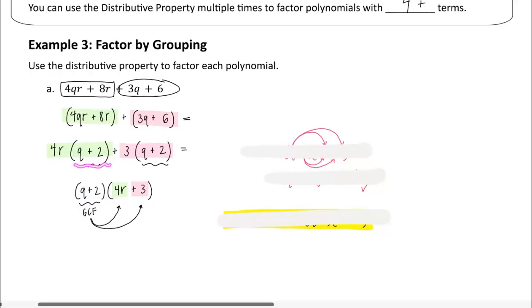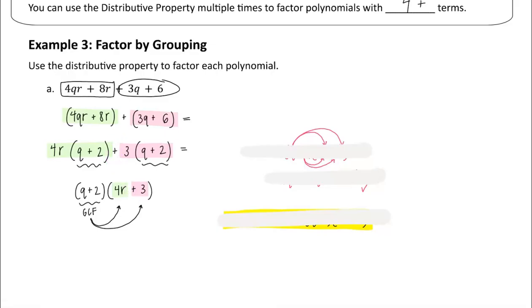What is Q plus 2 multiplied by in the green group? 4R. So that's what goes first here. What is Q plus 2 multiplied by in the pink group? 3. So that's what goes in the next term in the parentheses. This should make sense because if you took this whole parenthesis and multiplied it by 4R, you would get 4R times Q plus 2. And then if you took this whole parenthesis and multiplied it by 3, you would get your pink group, 3 times Q plus 2, with a plus sign in between because there's a plus sign in between here.